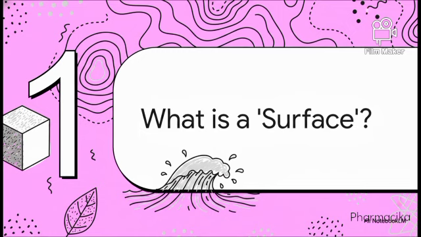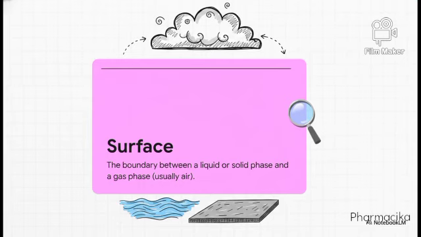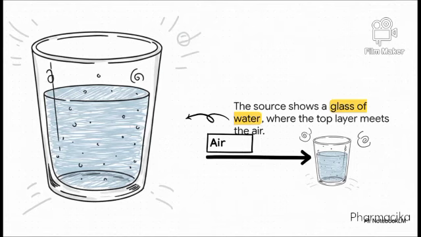First up, what exactly is a surface, at least in scientific terms? Okay, so here's the deal. The key thing you have to remember is that a scientific surface isn't just any old boundary. It's very specific. It's the line where a liquid or a solid meets a gas. And yeah, that gas is usually just the air around us. And you see this all the time.